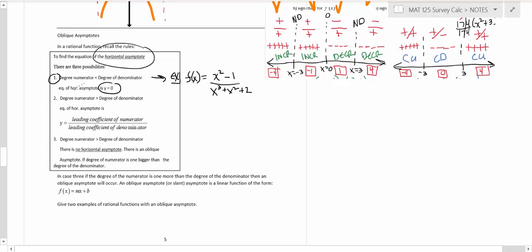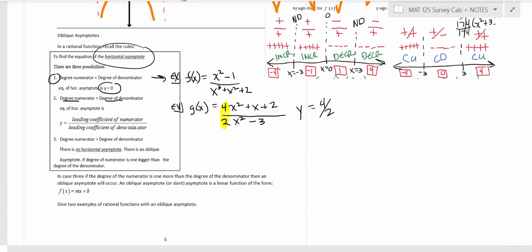The next one is what happens when the degree of the numerator and denominator are equal. That's what happened on the last problem. An example of this would be g of x equals (4x^2 + x + 2) over (2x^2 - 3). What you would get is the horizontal asymptote y equals 4 over 2. Anytime the degrees are the same, that's your asymptote right there. Those are the things that we've learned before.